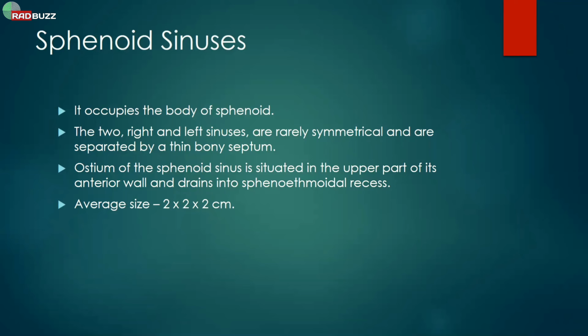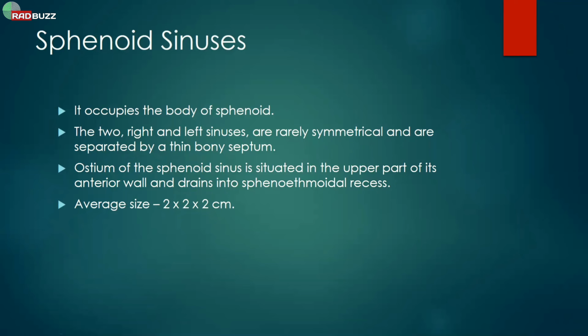Whenever there are sphenoid bone pathologies, tumors, or hyperplasia, they can go into the sphenoid sinus. The sphenoid sinus has very important significance because of its location. There are two, right and left. Obviously, they are not really symmetrical and are separated by a thin bony septum. This is important to know because they are not symmetrical.